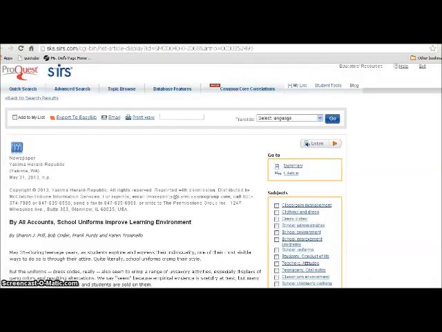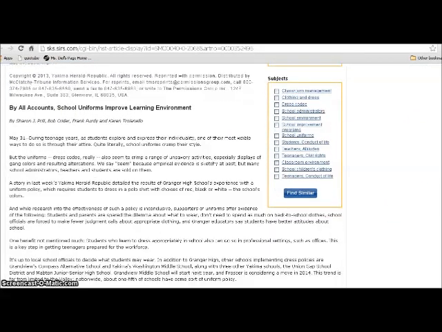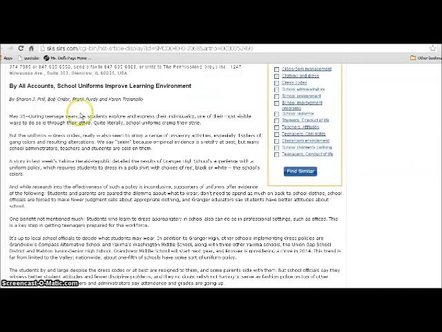So let's take a look. This is another article from a newspaper. This one is called, "By All Accounts, School Uniforms Improve Learning Environment." So that seems to indicate that the authors are in favor of school uniforms. But as I continue to read through it, I don't really notice a lot of strong language or anything trying to persuade me of that.